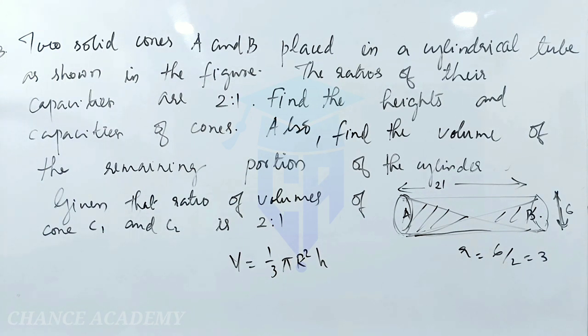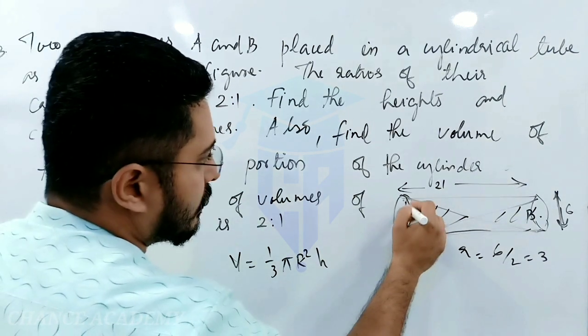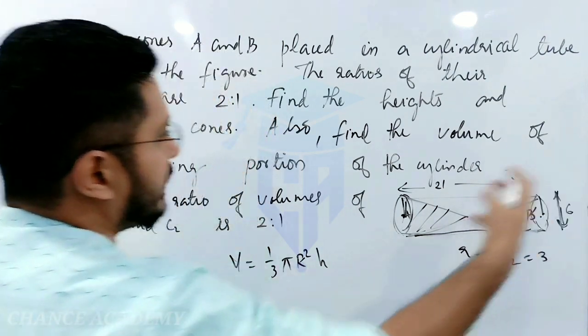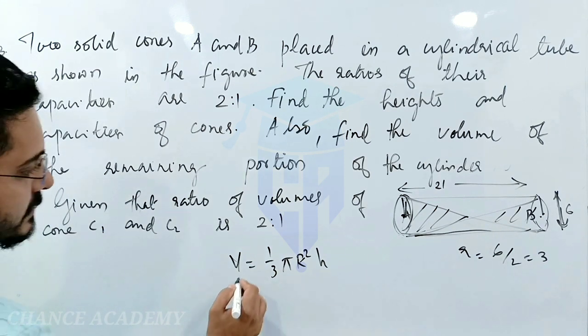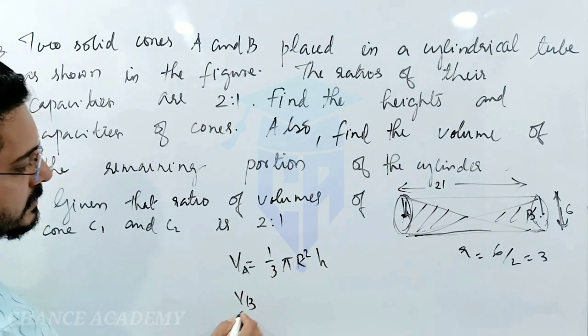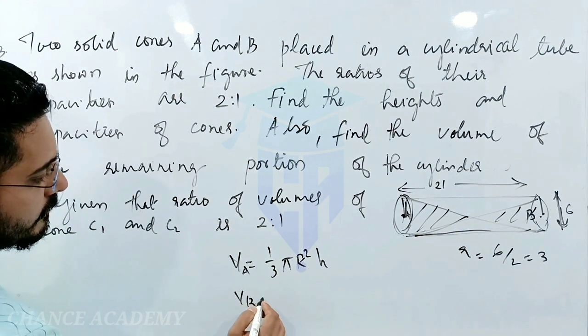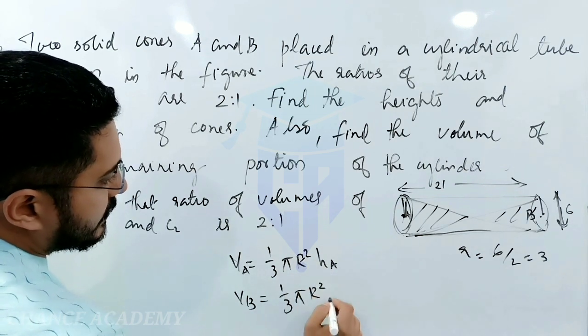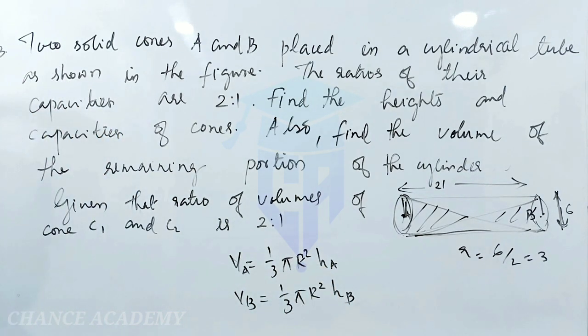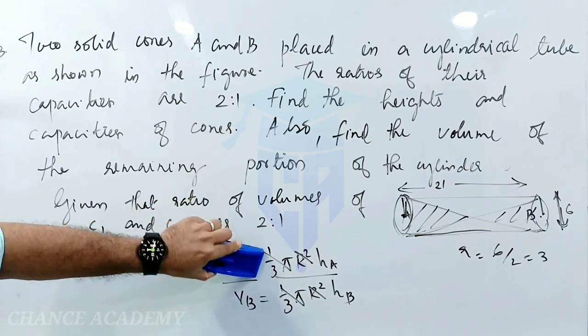They have given the volume in such a way that the radius will be the same for both cones, since they have been taken off from the same cylinder. So I can write the volumes of these cones as VA and VB. VA by VB can be written as 1/3 pi r square HA over 1/3 pi r square HB. On dividing, the common terms get cancelled, r square gets cancelled, and the only thing remaining is HA by HB, which is equal to VA by VB.